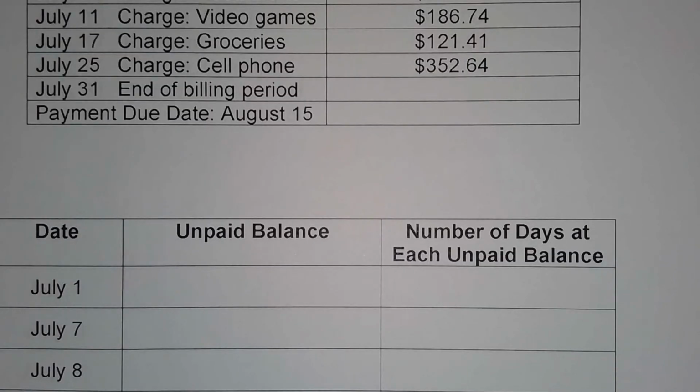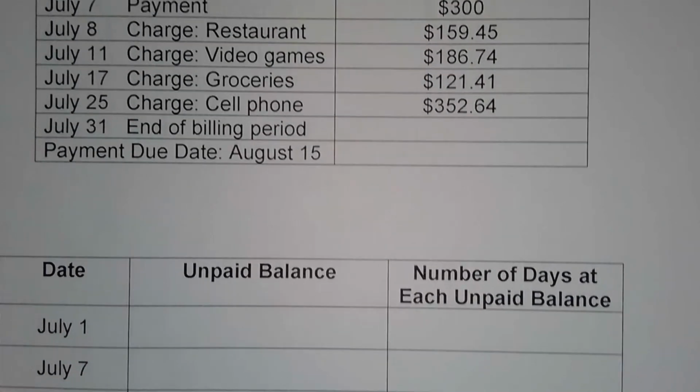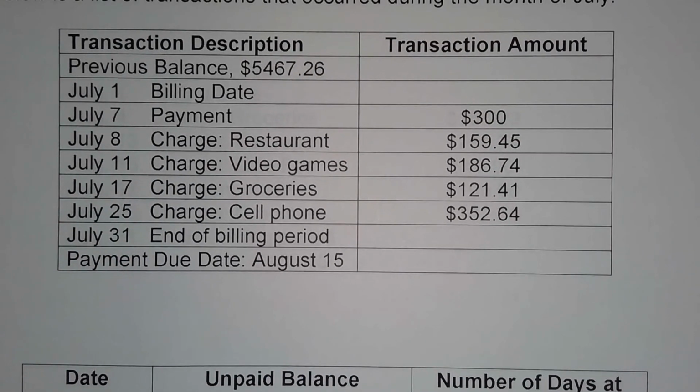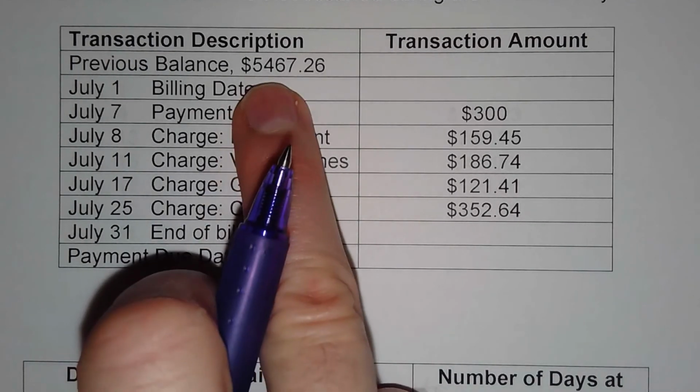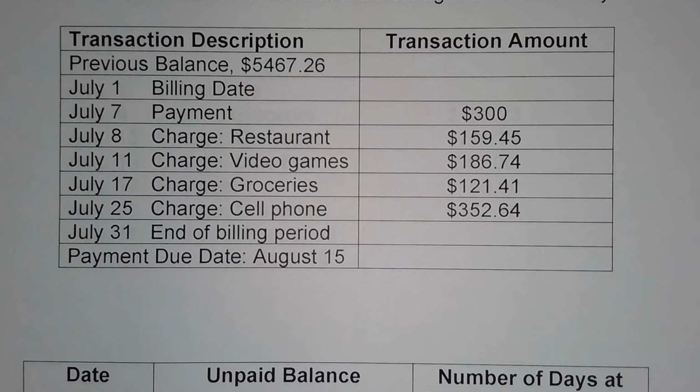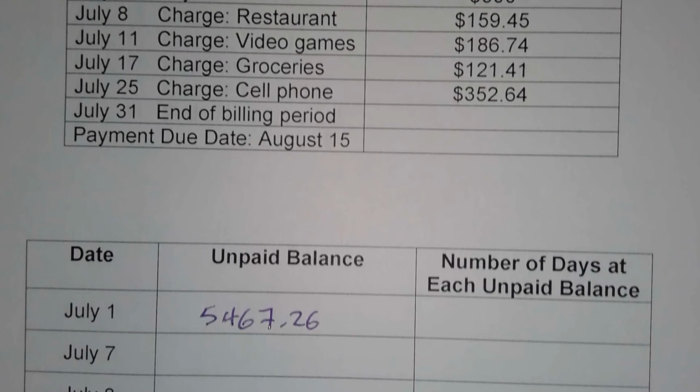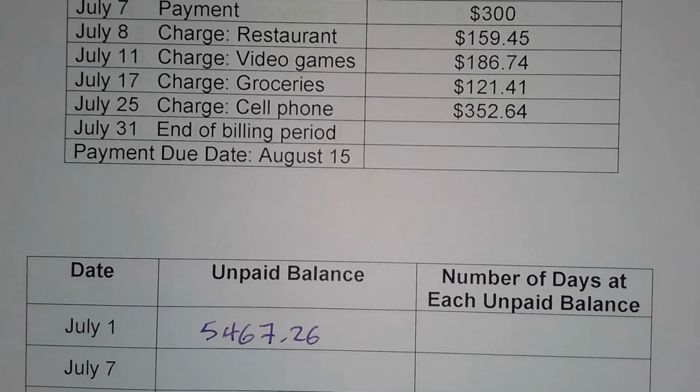Let's turn the page. And now we've gone full circle. You remember these problems? And when we calculate the average daily balance, we're just calculating the mean. So let's just kind of run through how we do these. We're going to start with our previous balance. You have a payment of $300 on July 7th, so let's take out $300.